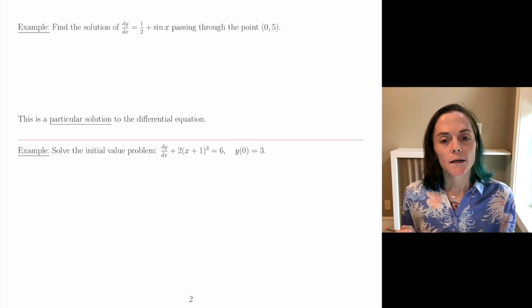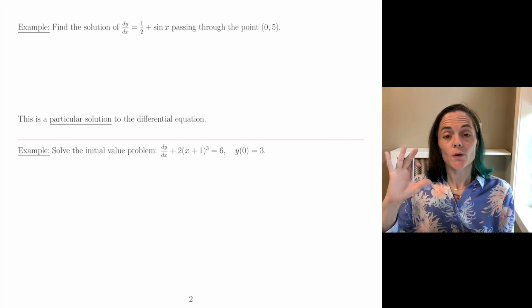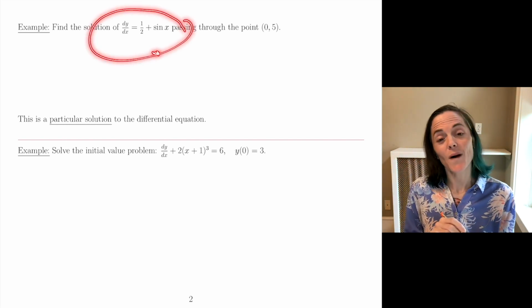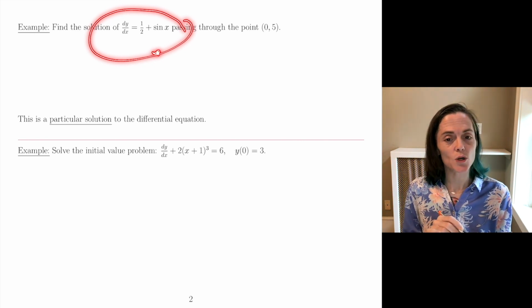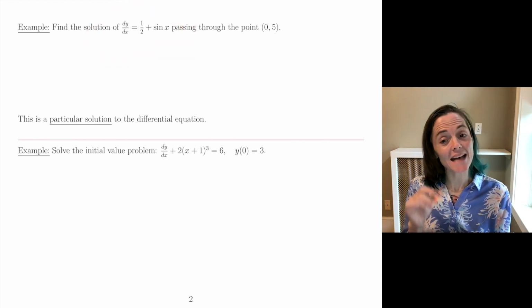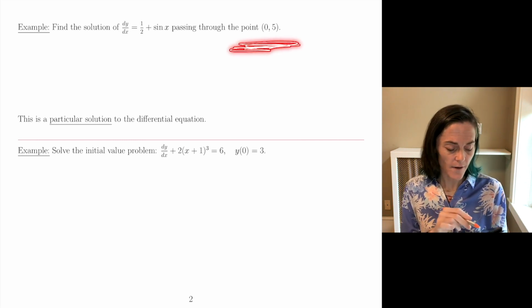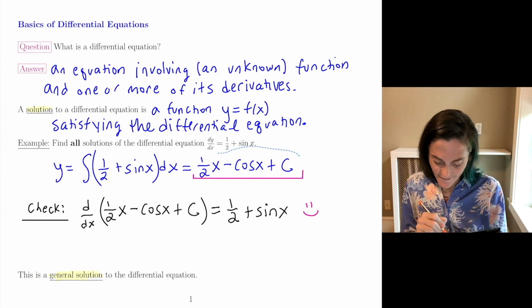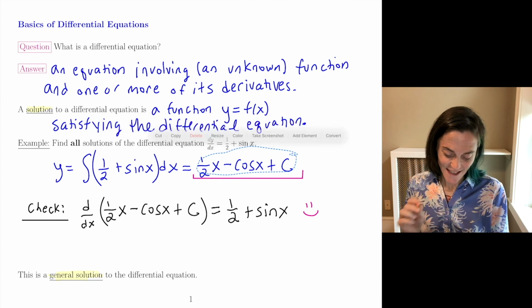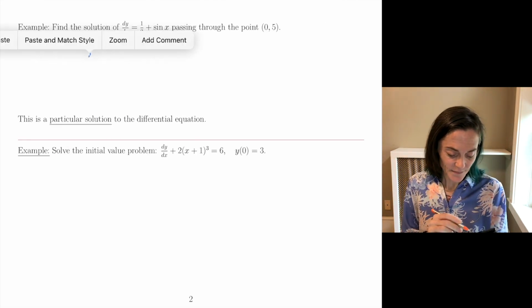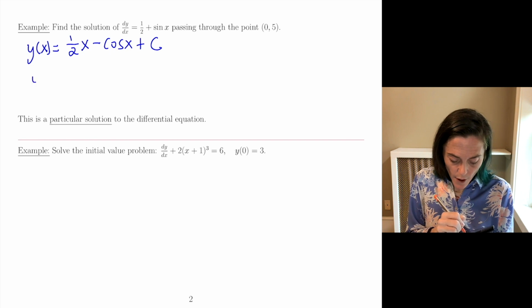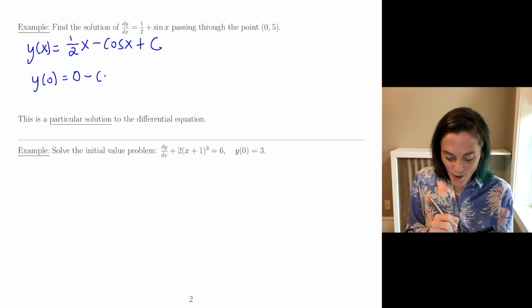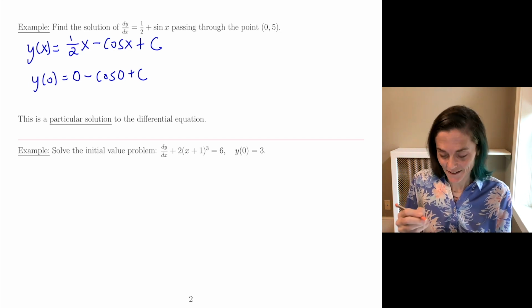Now, next example, you notice this is the same: dy/dx is 1/2 plus sine x. Same differential equation, but I want the solution that passes through the point (0, 5). So first of all, let me just copy my general solution and paste. Now, evaluate at 0. y of 0, well, this is 1/2 times 0 minus the cosine of 0 plus c. And we want this to equal 5.